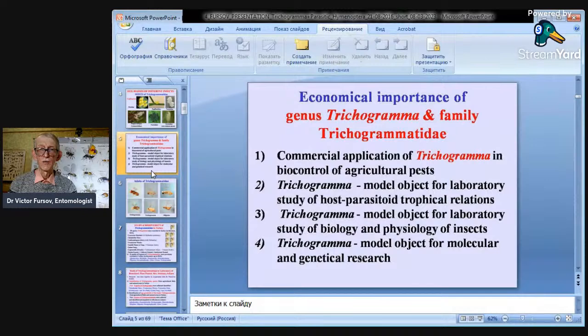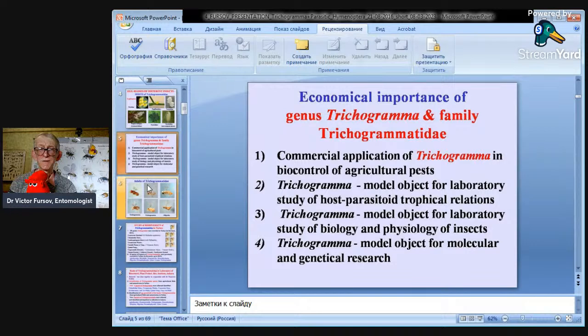So what is most interesting? This is the genus Trichogramma in the family Trichogrammatidae, because of the commercial application of species of the genus Trichogramma in biological control of agricultural crops. This is a model object for laboratory study of the biology and physiology of insects, and also a model object for molecular and genetic studies.